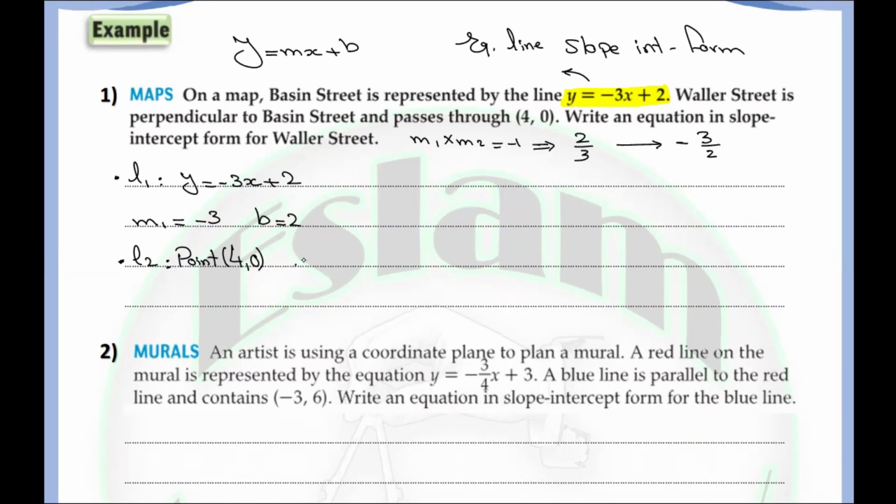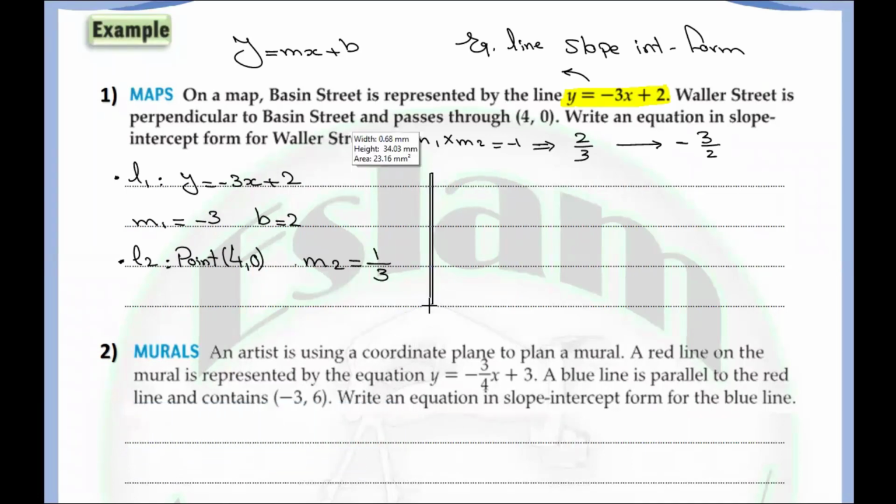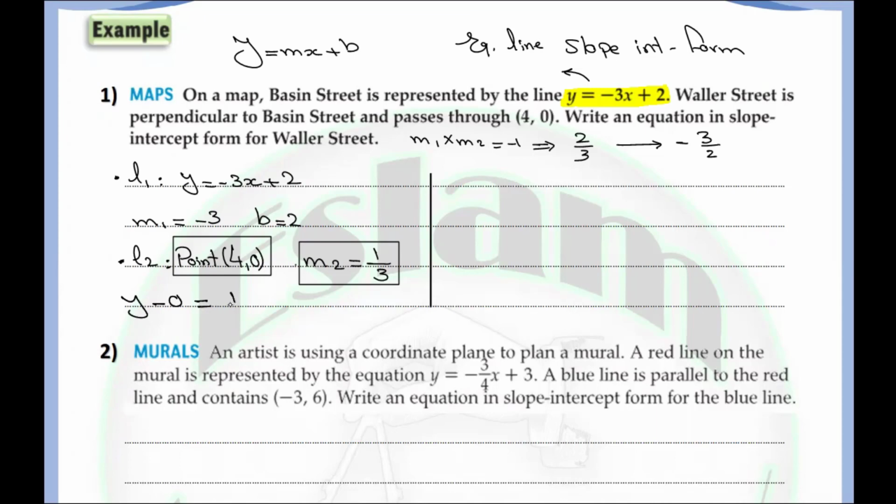Can you find the slope of the second one? 1 over 3. Any problem finding the slope of the second line? No. Okay. So now what do we have? We have a point and a slope. Can we write the equation now? We write y minus 0 equals 1 over 3 times x minus 4. This equation is in point slope form.